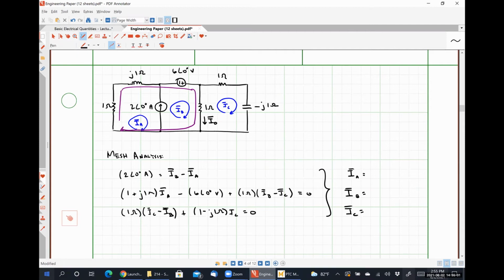Before I pop back over to Mathcad and largely do what I just did a couple of minutes ago, are there any questions about how I wrote the current relationship equation or either of the Kirchhoff's voltage law equations? No, sir. All righty.